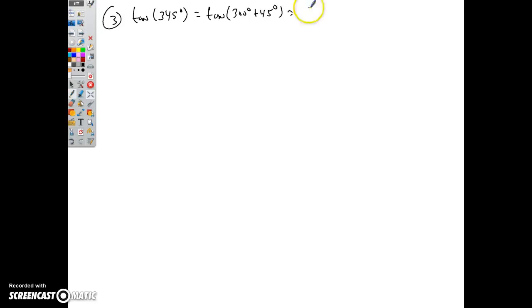So rolling forward, I get tangent of 300 degrees plus tangent of 45 degrees all over 1 minus tangent of 300 degrees, tangent of 45 degrees. This is fun for everyone. Tangent of 300 degrees, 60 degrees, which would be root 3. What quadrant? Fourth, negative.